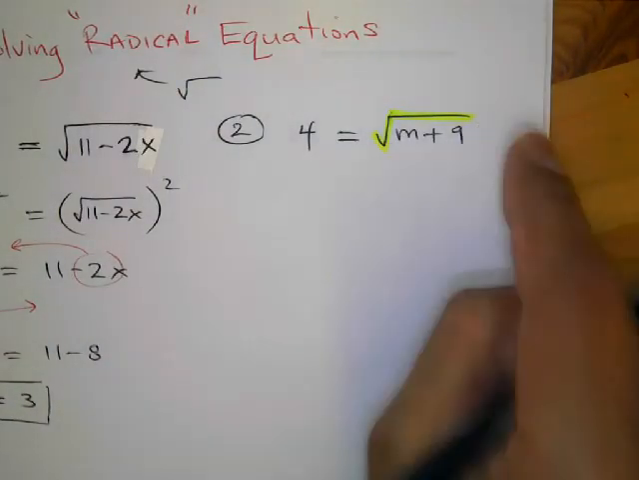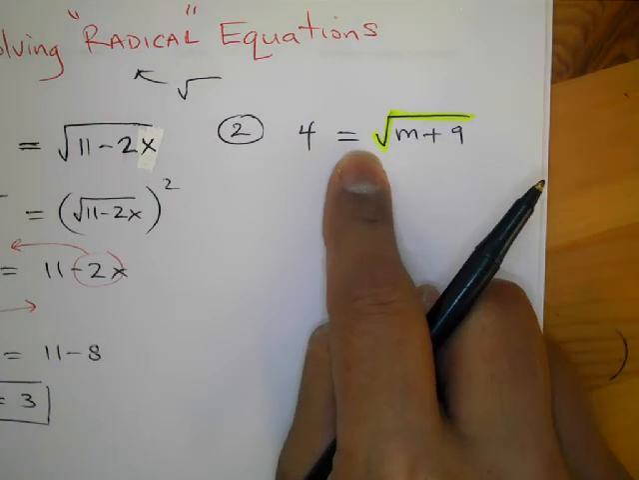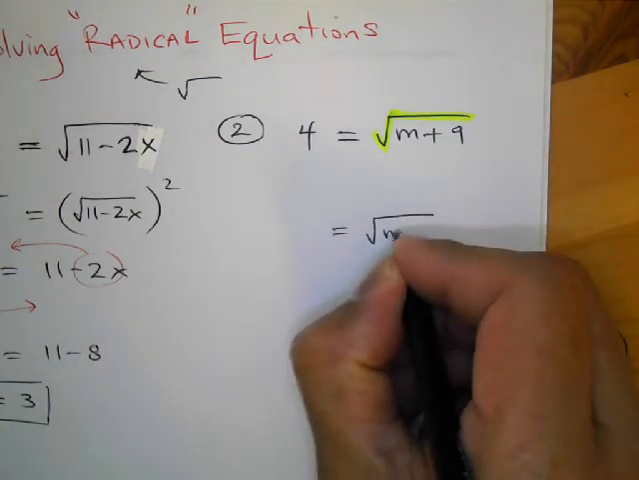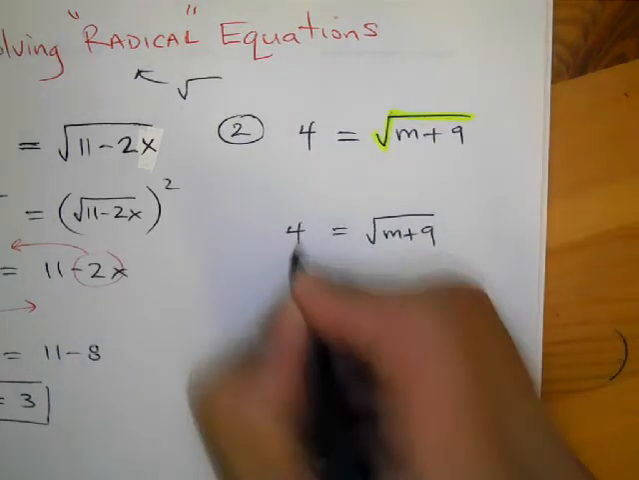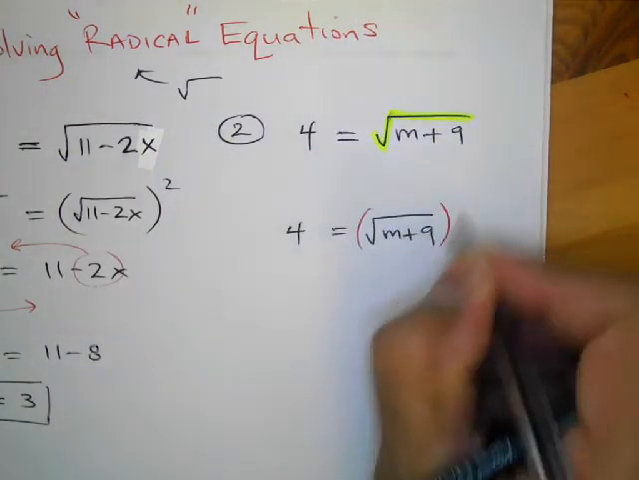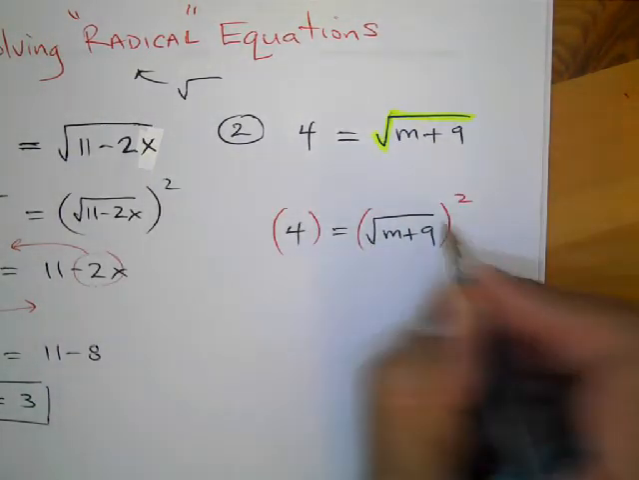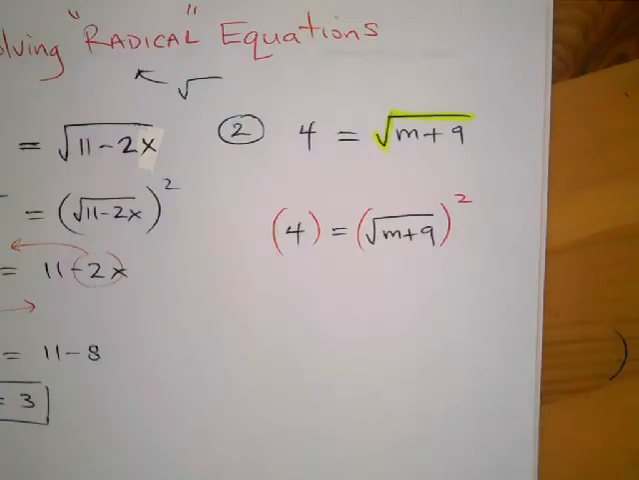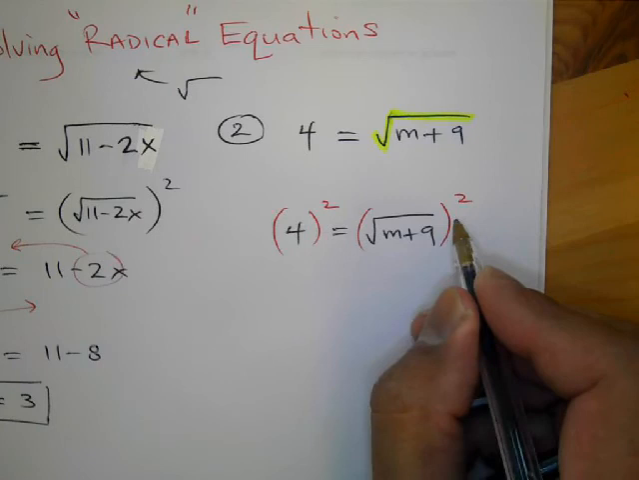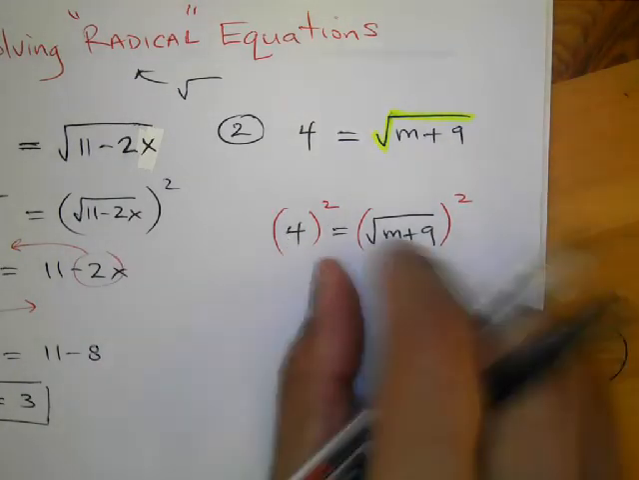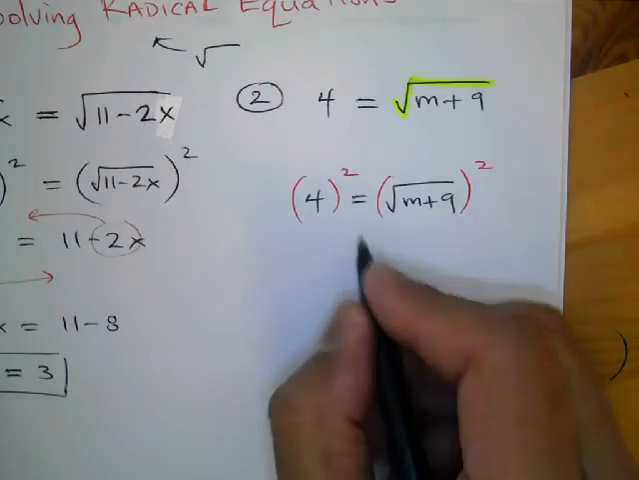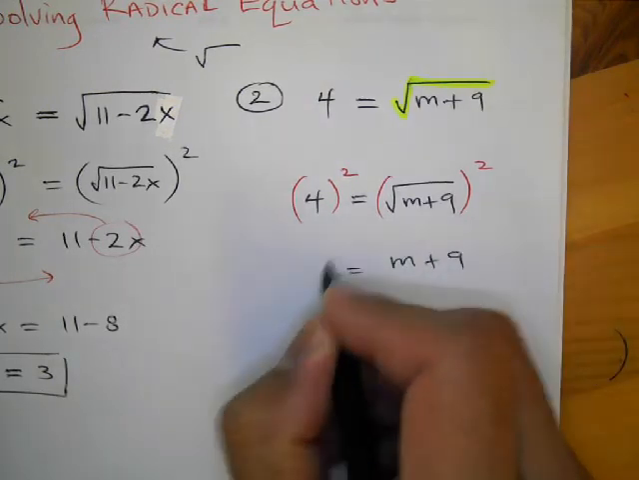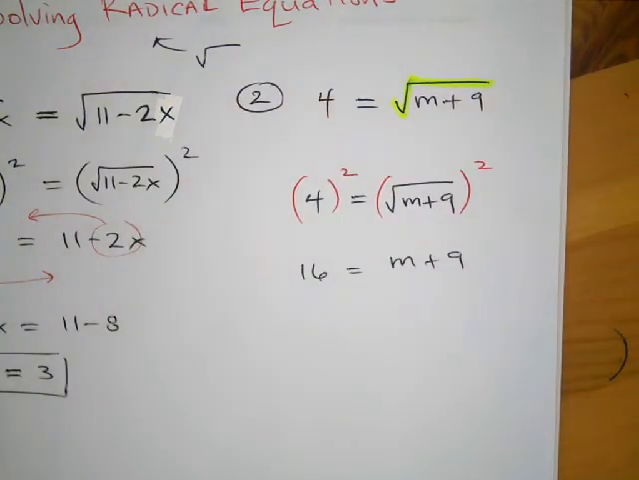Why do we want this radical alone on one side? I don't want another number here. Because now you're able to square both sides. That's how I'm going to undo this square root, is to square it. If it was a cube root, you'd raise it to the power of 3. And if you square this one, you have to square this one. Whatever you do to one side, you do to the other side. And this will give you m plus 9 is equal to 4 squared, which is 16.